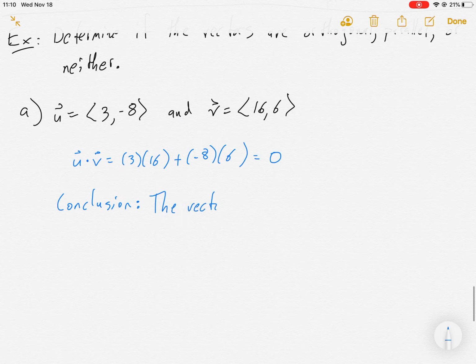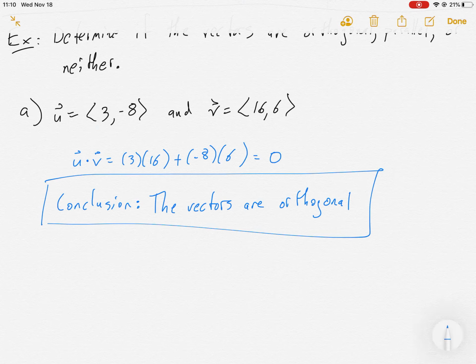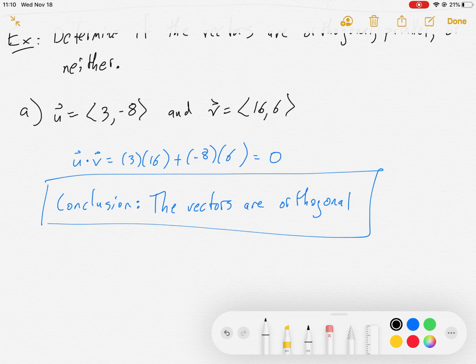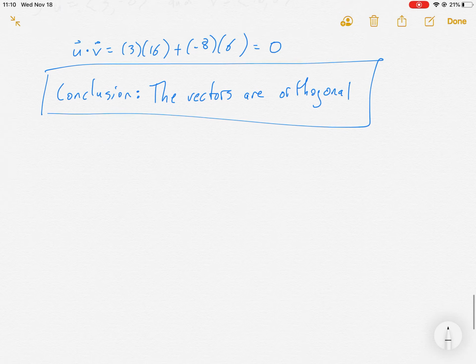The vectors are orthogonal, we would say. Great. So if you get 0, you can just stop right there. You know they're orthogonal.